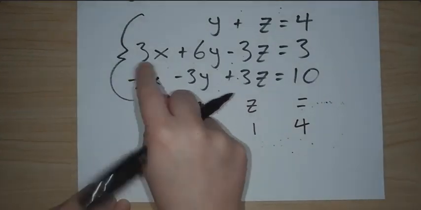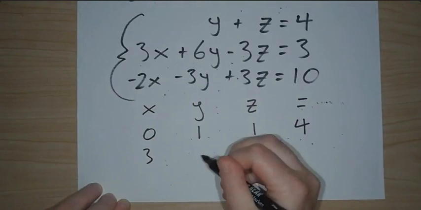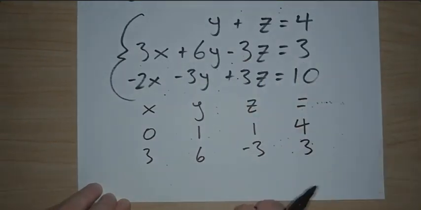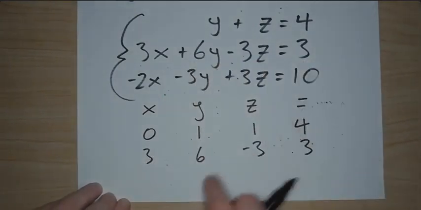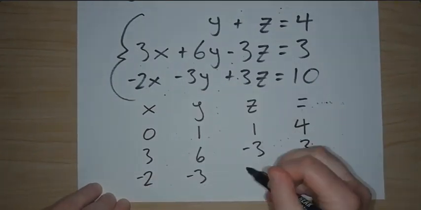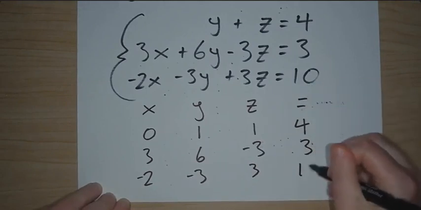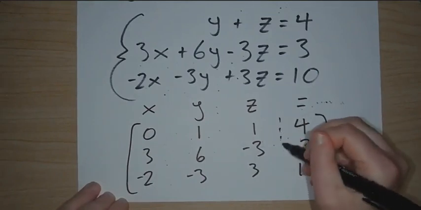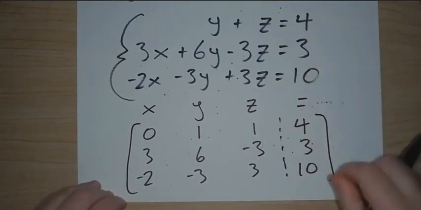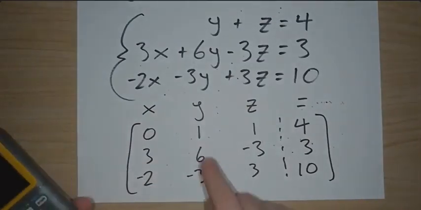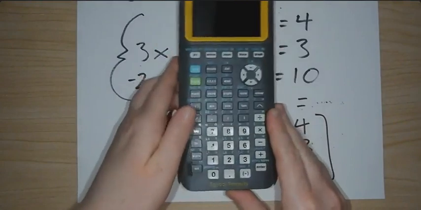For the second equation, we have a 3, a 6, a negative 3, and a 3 for our x, y, z, and equals. For the last one, we have negative 2 x's, negative 3 y's, positive 3 z's, and 10 on the right-hand side. So this is our augmented matrix. A lot of times they write a little dash in front of the equal sign. Next we need to get our calculators and input this matrix into it.